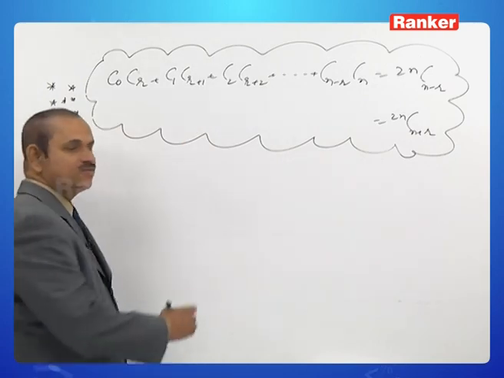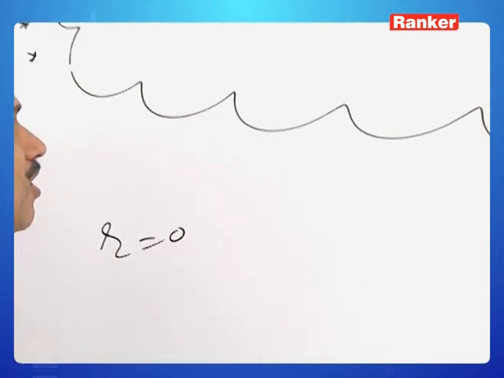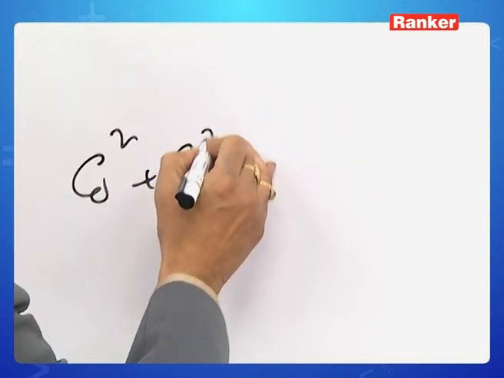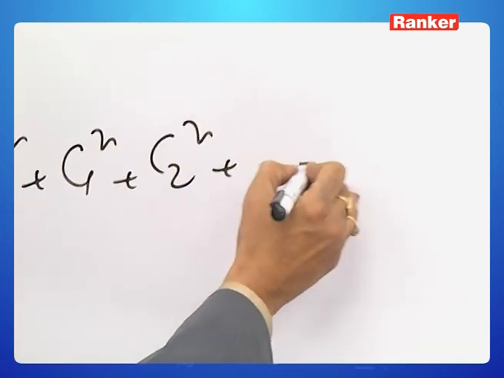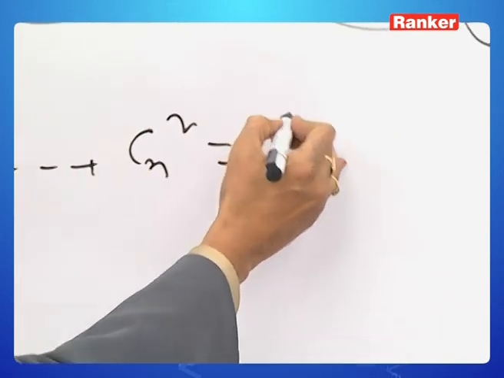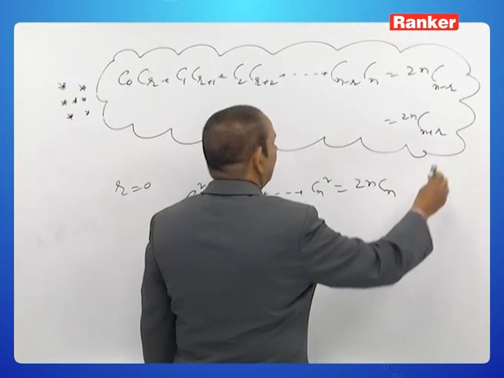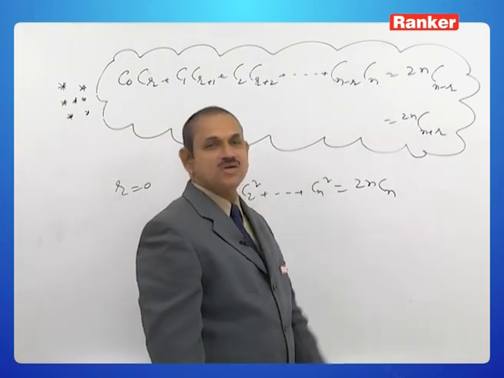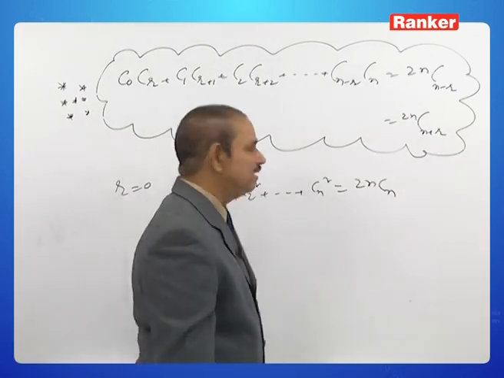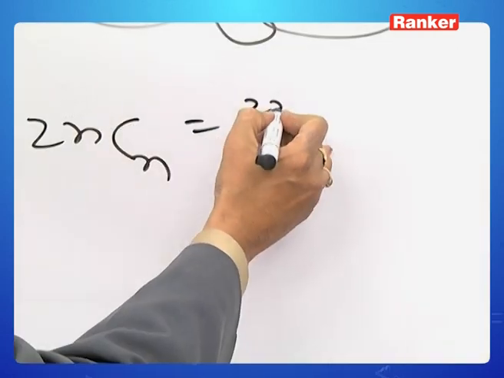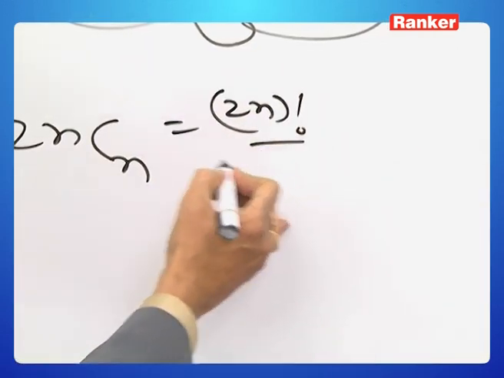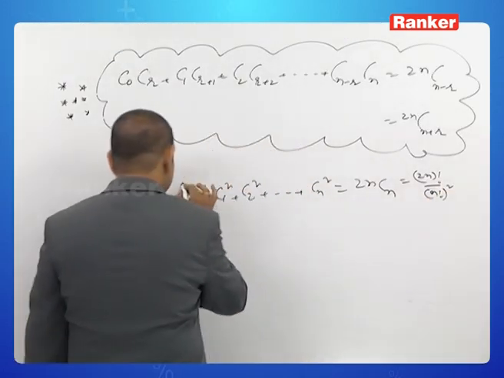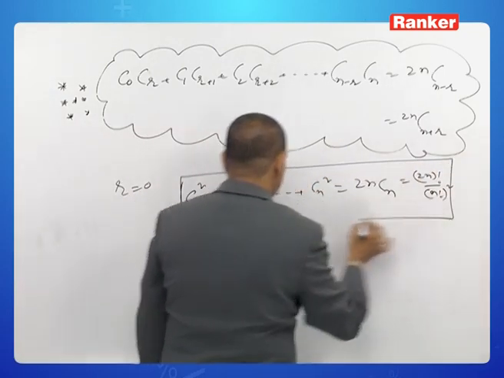Suppose if you take R is equal to 0 in this, what is going to happen? C0 into C0. C0 square plus C1 square plus C2 square plus and so on, Cn square is equal to 2n Cn. Either here or here, if you take R is equal to 0, either this gives you 2n Cn and this also gives you 2n Cn. Both of them are again equal to 2n factorial by n factorial into 2n minus n factorial, that is n factorial whole square.